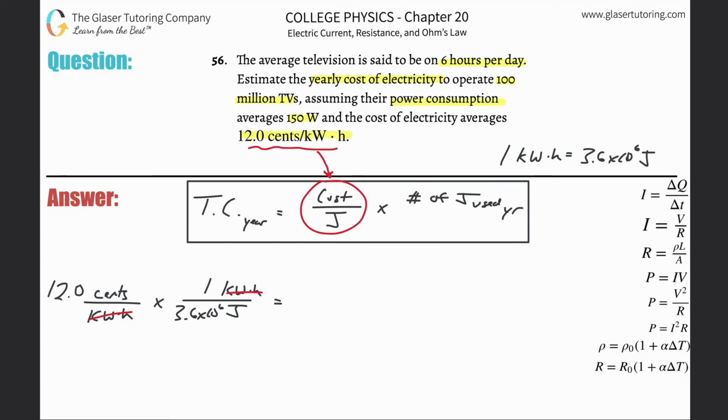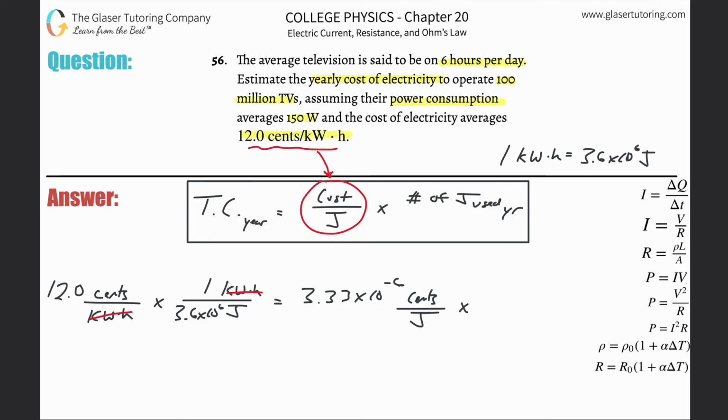So 12 divided by 3.6 times 10 to the 6th is 3.33 times 10 to the minus 6th. Now that represents cents per joule. You can leave it in cents per joule, that doesn't matter, but I'm thinking about 100 million TVs and all this, so maybe we should turn cents into dollars.